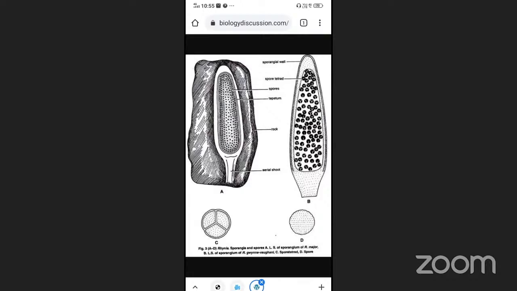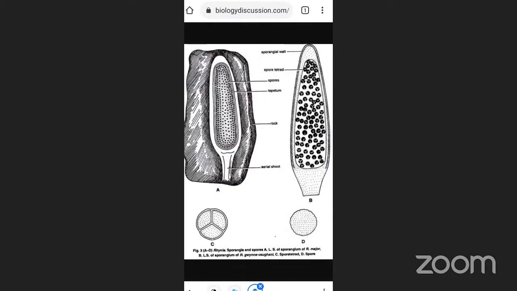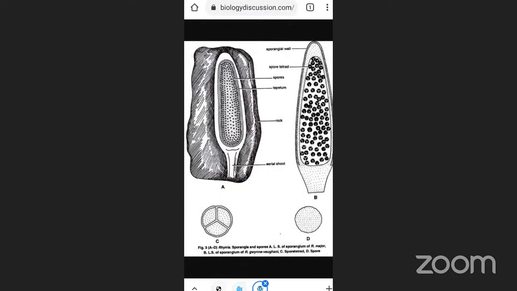Be prepared for the examination with diagrams. Rhynia is a compulsory question, asked either as a short question or an essay question.